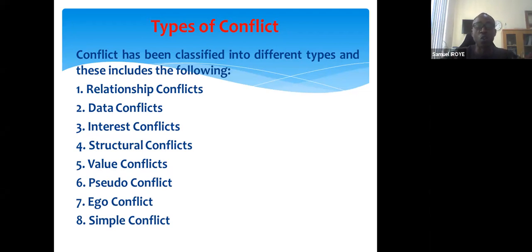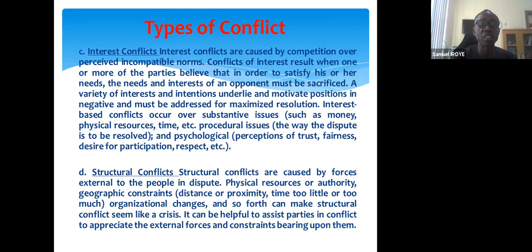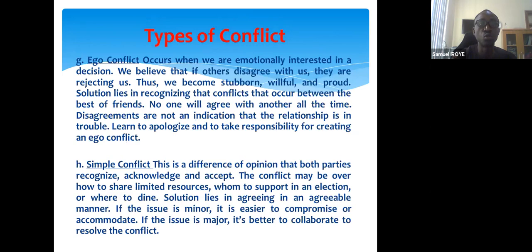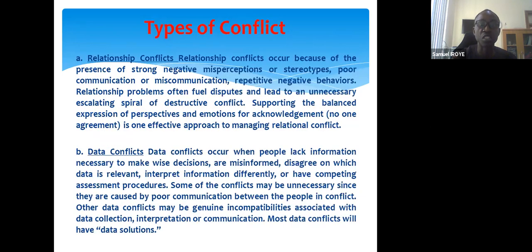That can relate to organization: how a society or an organization structure can cause conflict. Number five, value conflict. Number six, pseudo conflict. Number seven, ego conflict. And number eight, simple conflict. All these conflicts have one thing or the other to do with day-to-day life. They are things that we see.